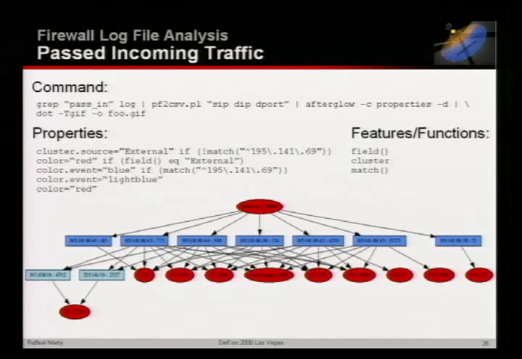Then I say, well, I want to have this thing red. So basically, if the field is external. I could also use matches here if I use external as a regex, basically. But I chose to use field, which is another function that just returns the current field it looks at. And then you can compare that to something. Then the event, so that's the dark blue nodes there, I want to have in blue if they match my internal address range. I hope that all my nodes are going to be blue now.